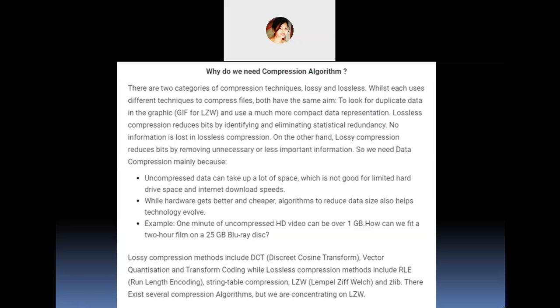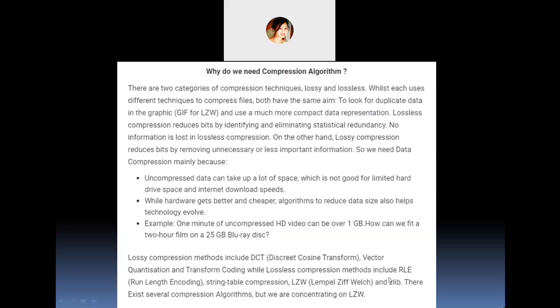In lossless compression, no information is lost, but lossy compression reduces bits by removing unnecessary or less important information. Why do we need data compression? Uncompressed data can take up a lot of space, which is not good for limited hard drive space. We can't keep all the unnecessary data because it takes up a lot of space. It also reduces internet speeds, that is, the download speeds.